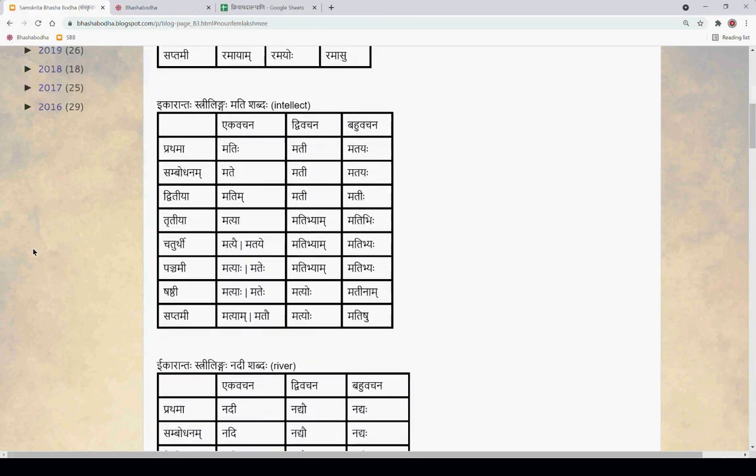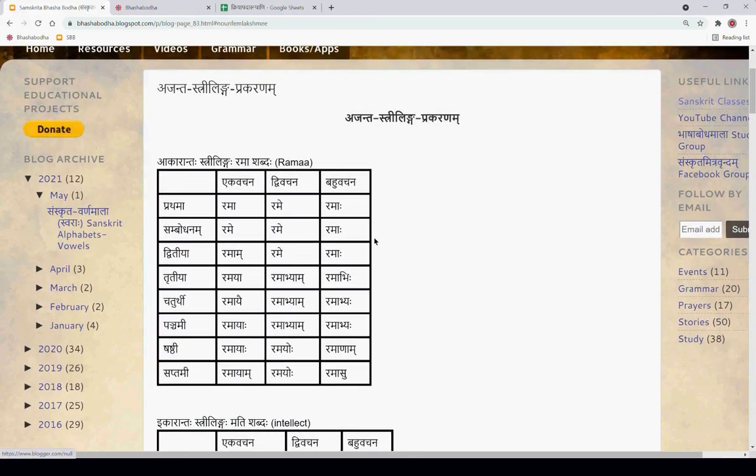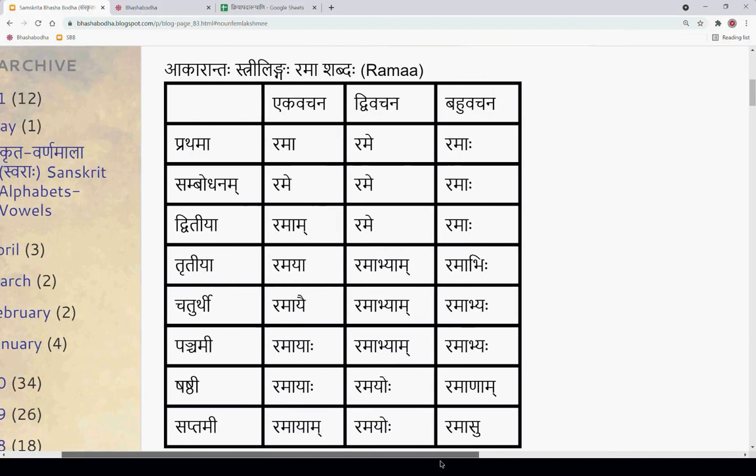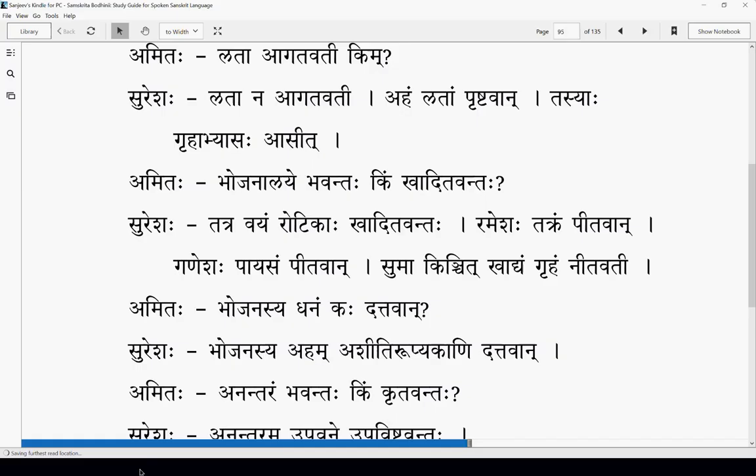Bahuvachanam of what? So Sita. Here Rama is there. So Prathama Bahuvachanam is also Rama. Dvitiya Bahuvachanam is also Ramaha. Okay. So it's Dvitiya. So now we'll have to infer, like we'll have to know what is the vibhakti based on the usage there, in the context. So if you look at this, Tatra Vayam Rotikaha Khaditavantaha Asma.